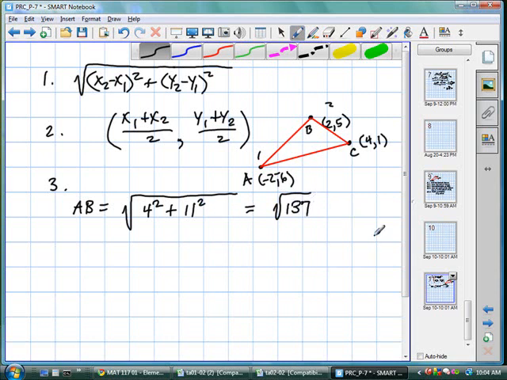Likewise, you would go through and find them all separately. AB turns out to be the square root of 137. BC turns out to be the square root of 20, which you could simplify as 2 times the square root of 5. AC turns out to be the square root of 85. And then what's the perimeter? The sum of those. Can you simplify that sum? Do you mean add? S-U-M. That means add.